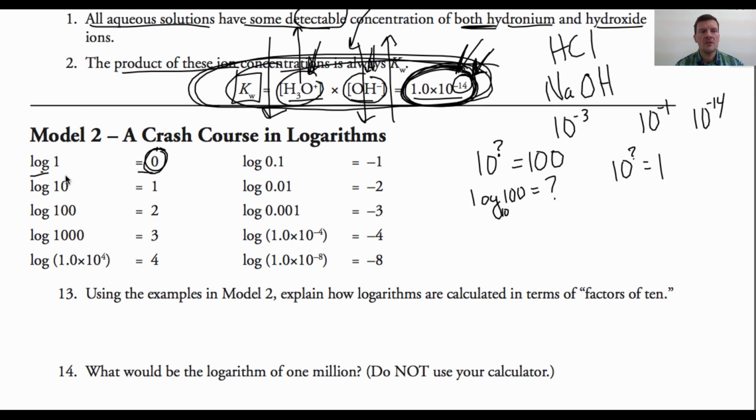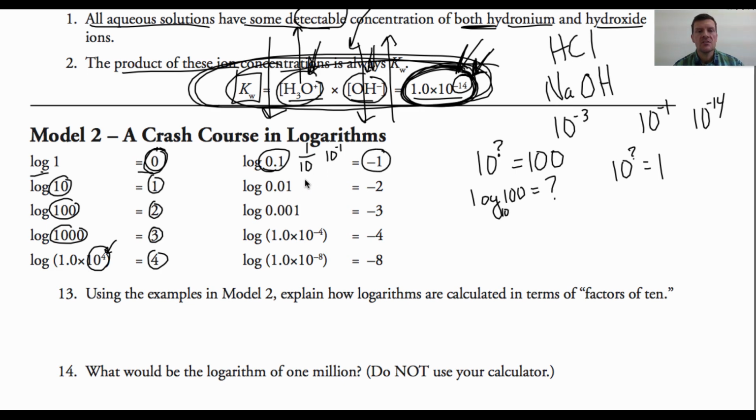10 to what power is going to give me 10? That would be 1. 10 to what power is going to give me 100? That would be 2. 10 to what power is going to give me 1,000? That would be 3. 10 to what power is going to give me 10 to the 4? 10 to the 4, there it is right there. Here, this is asking the same question. 10 to what power is going to give me 0.1, which is 1/10, or as an exponent, 10 to the negative 1?